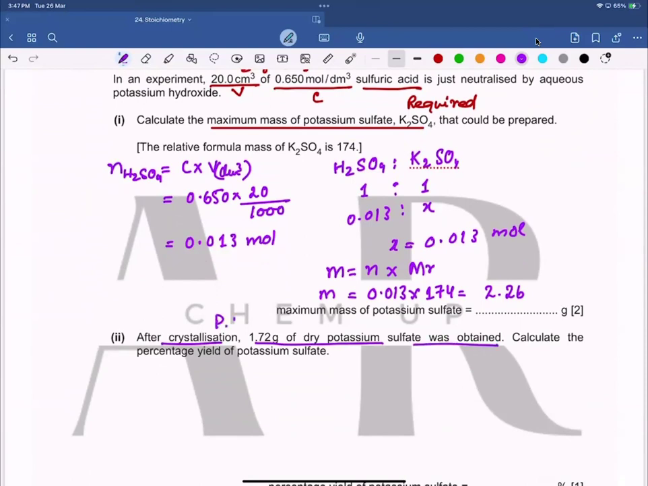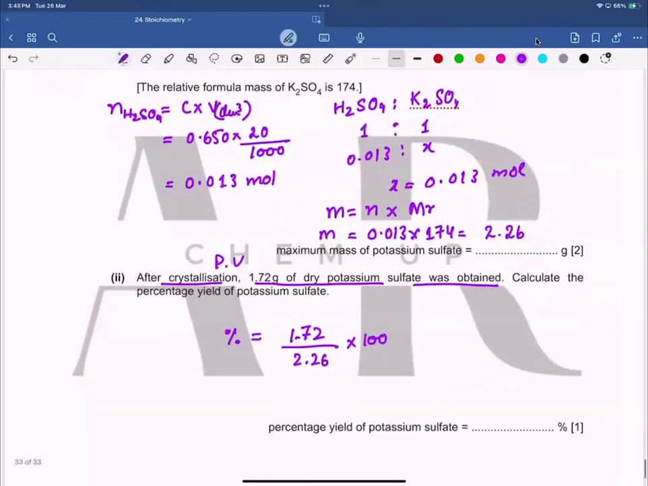Now, after crystallization, 1.72 gram of dry potassium sulfate was obtained. So see, it's a practical value because it is obtained. Calculate the percentage yield. The formula is the same: practical value divided by theoretical value times 100 gives you the percentage. Yes, what is the answer?